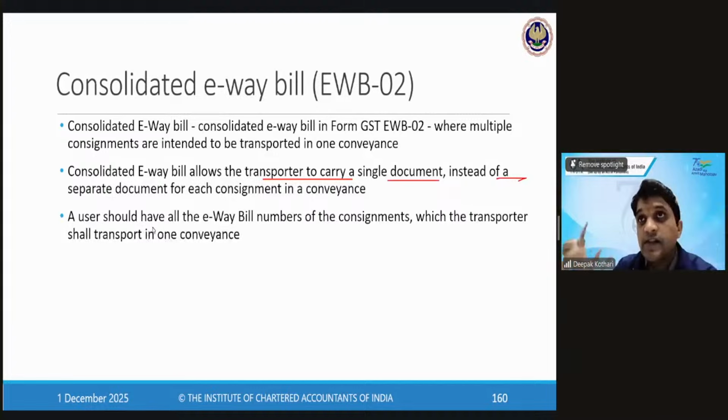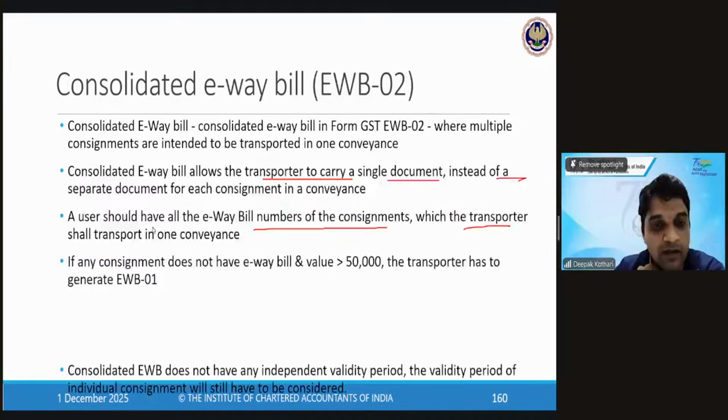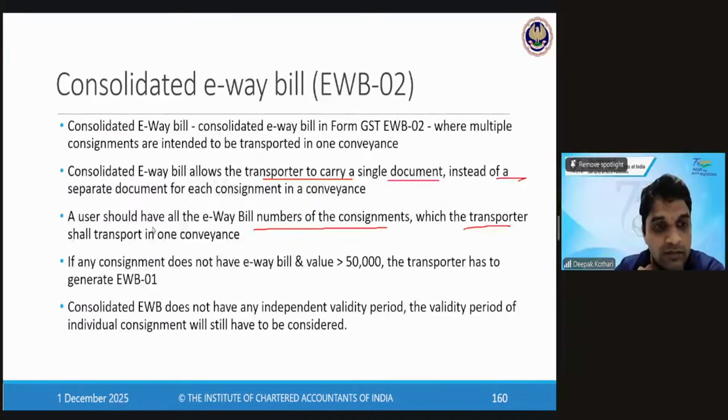It is not that my consignments are many, so I can raise it. No, it's only for the transporter. For multiple goods, he can consolidate into one. A user should have all the e-way bill numbers of the consignments which the transporter shall transport. Consolidated e-way bill does not have an independent validity period. So you cannot say that he will consolidate everything and the validity period will increase. No, it is only for convenience. Whatever is the validity period for each e-way bill, that will apply.